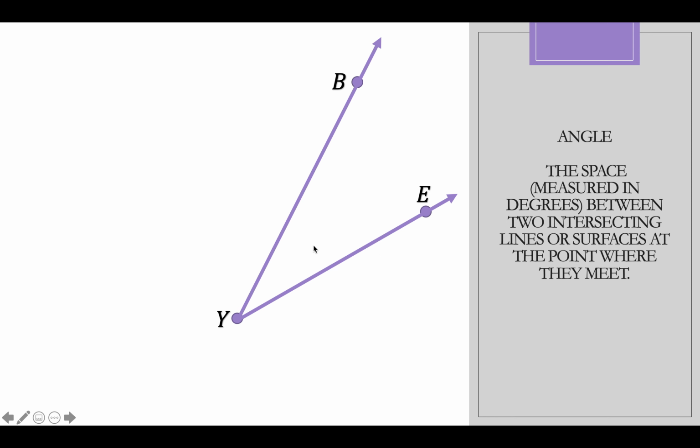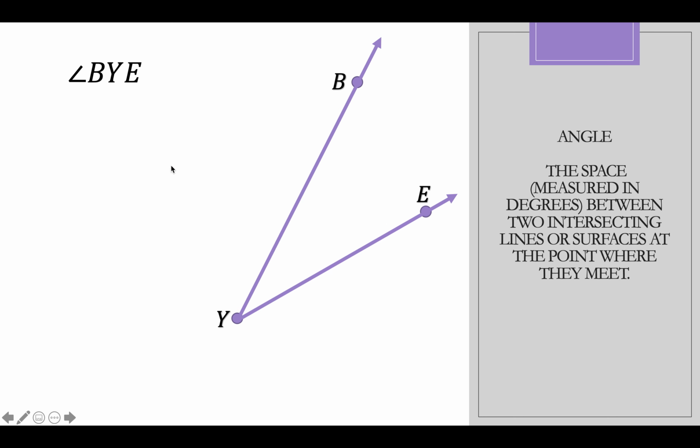And I want to know how much space there is right here. Well, as you guys know, there are 360 degrees total in a circle. So I'm just trying to figure out how much of a circle would be here if I were to draw that, right? So that's called an angle, this angle right here. So first let's talk about naming angles. We can now name this angle BYE, all right?